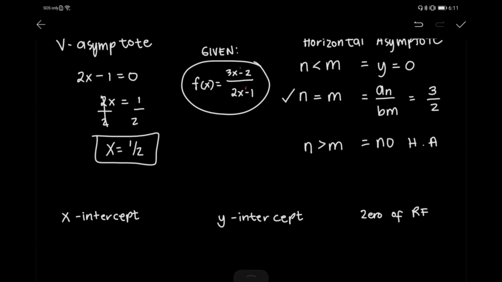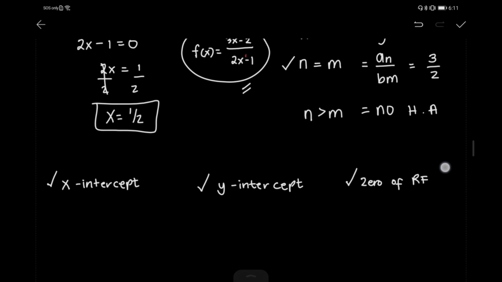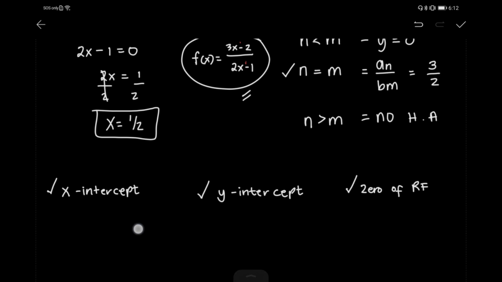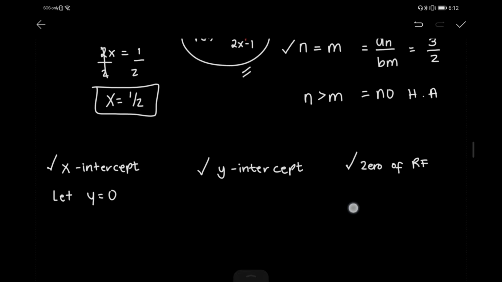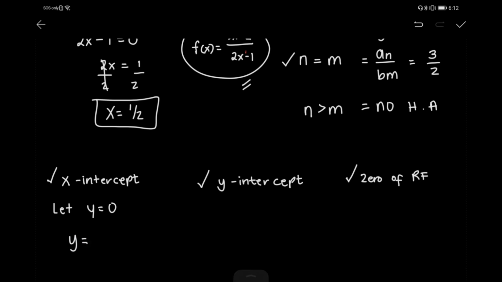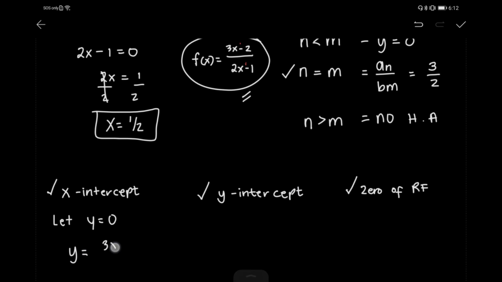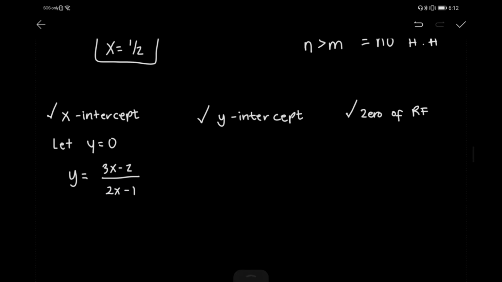Okay, this time let us discuss naman on how to find the x-intercept, the y-intercept, and zeros of a function. So, we have here our original given rational function, 3x minus 2 all over 2x minus 1. So let us discuss on how to find the x-intercept. To find the x-intercept, you have to let the value of your y be equal to 0. Okay? So we have here our original function, y is equal to 3x minus 2 all over 2x minus 1. So let the value of your y be equal to 0. So this will become 0 equals 3x minus 2 all over 2x minus 1.